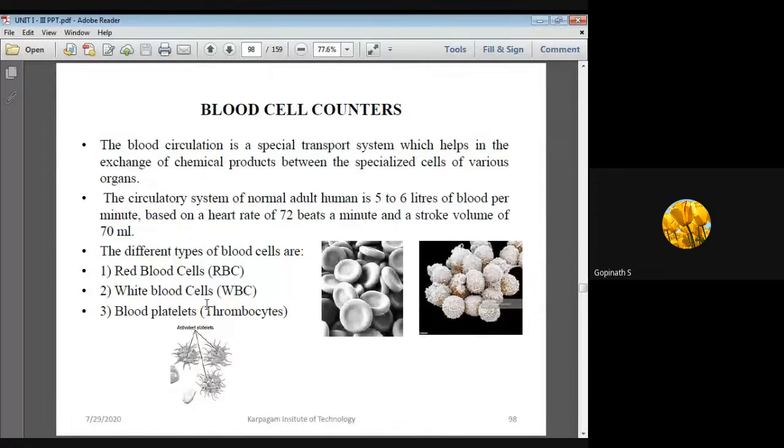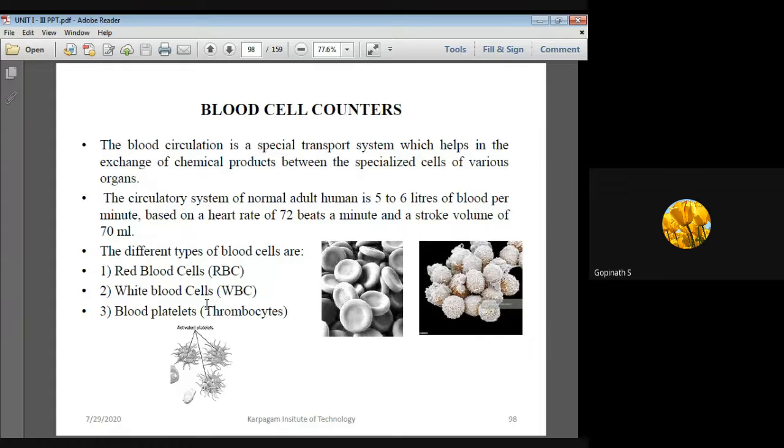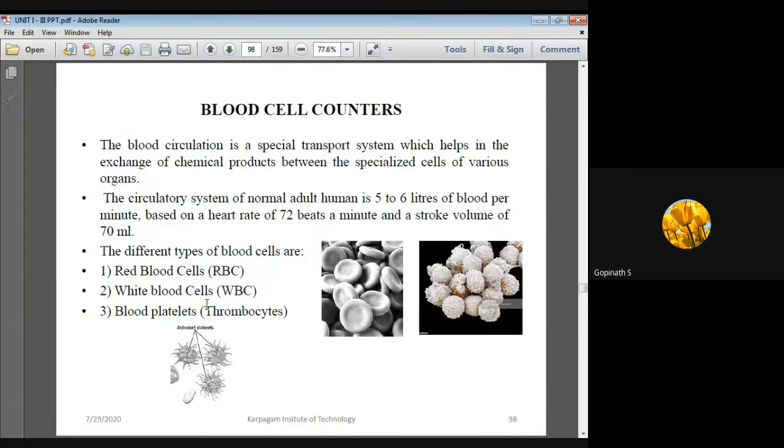Okay, and the main purpose of the WBC is to provide immunity to the human body. It fights against viruses, and the lifetime of the WBC will be around 7 to 12 days. 1 cubic mm of blood contains around 6,000 to 10,000 WBC cells.